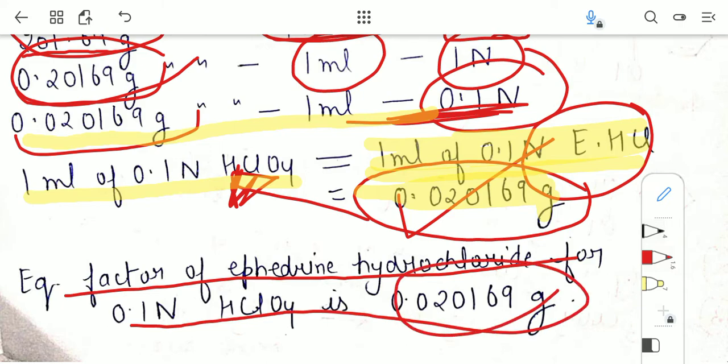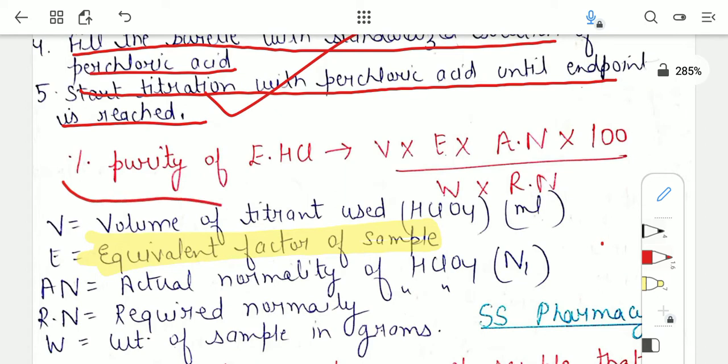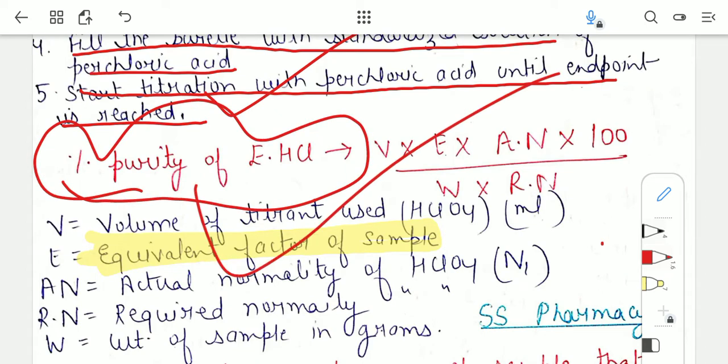After putting this value in our formula, we can finally calculate the percentage purity of our ephedrine hydrochloride, and our estimation will be complete.